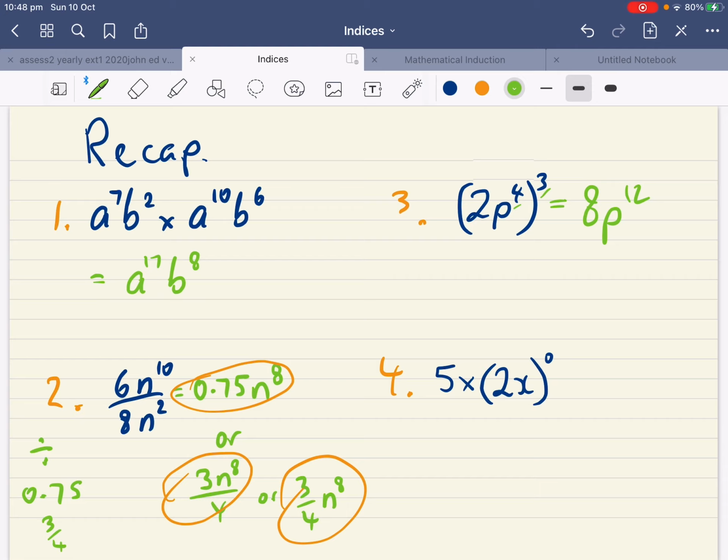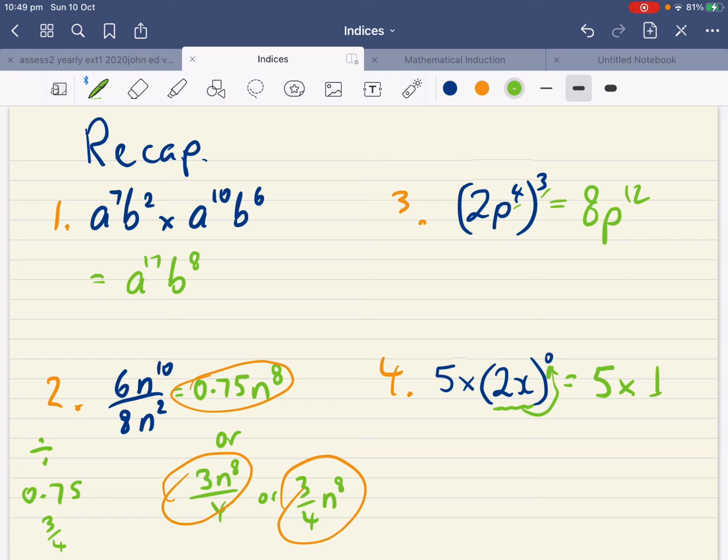And final question. This was the new one we learnt just in the last lesson, the zero index, the easiest of them all. Any number that's to the power of 0 is just equal to 1. So any number that has a 0 as the index will just become a 1. So in this case, you've got 5. Notice that's an ordinary 5. Nothing is happening to it. There's no zeros above it or anything like that. It's just 5. And it's been multiplied by 2x to the power of 0. Notice the 2x has been taken to the power of 0.